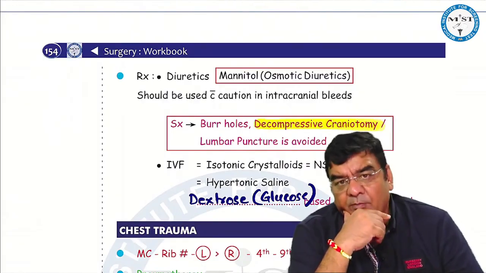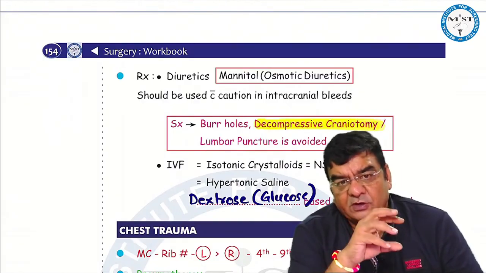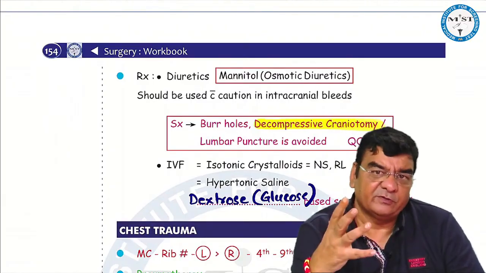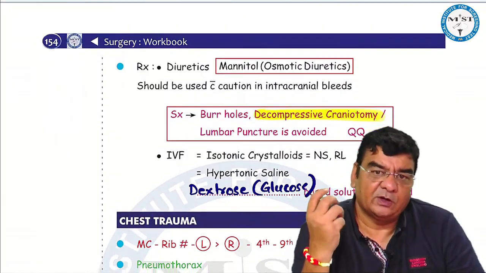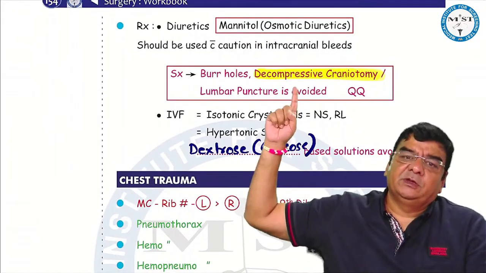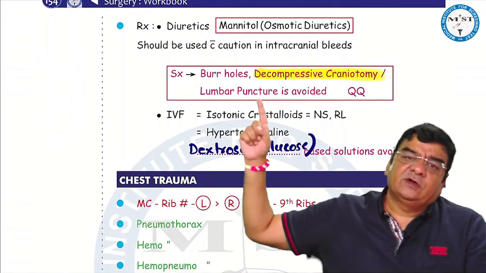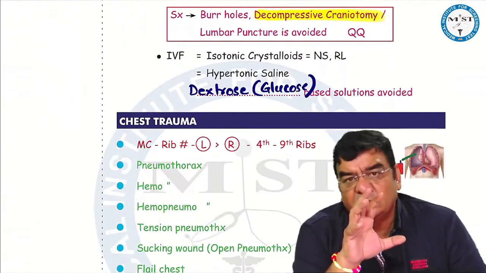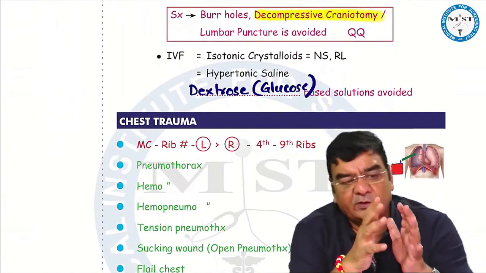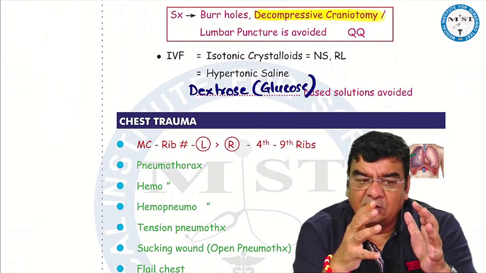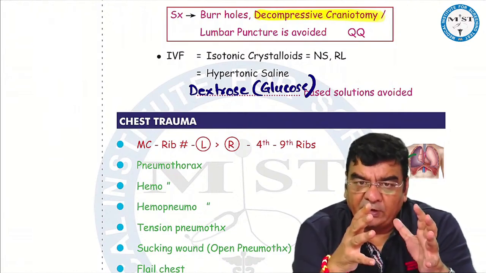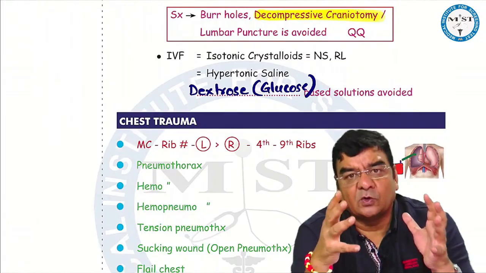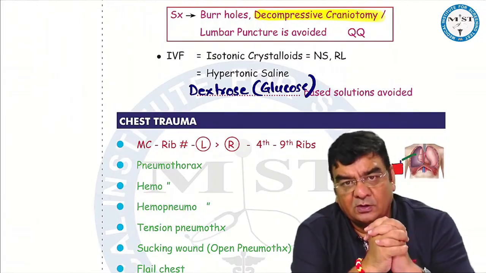However, a better option to reduce the intracranial pressure would be creating burr holes, or maybe doing a decompressive craniotomy and evacuating the hematoma. Decompressive craniotomy would be the best. Lumbar puncture as far as possible is best avoided. Fluid management is not that important in head injury because the brain is surrounded by the skull. So even if it is a huge amount of bleeding in the brain, it is not going to be so huge as to cause hypovolemia or shock.